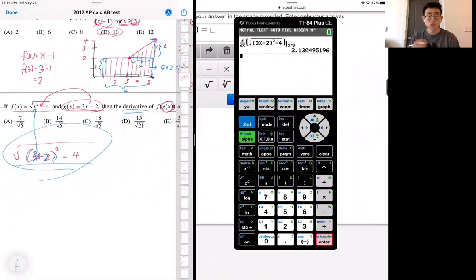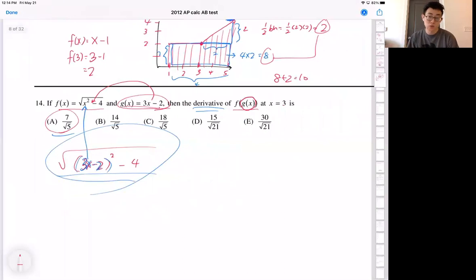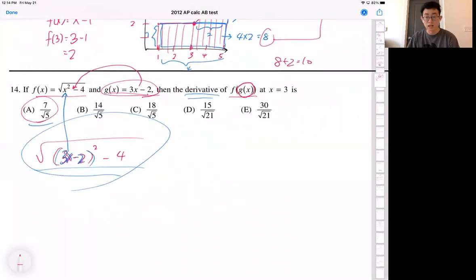Trying to figure out which of these following choices, because they're in fraction format, which is a bit annoying, I'm just going to do 7 divided by square root of 5 and see what that gives me. Oh, look at that. That gives me the same thing as what I got for the answer. So the answer here is just going to be a. With the calculators, you want to be fluent with how to utilize them to their full potential, so you can save a lot of time.